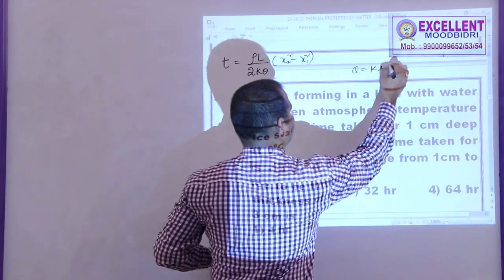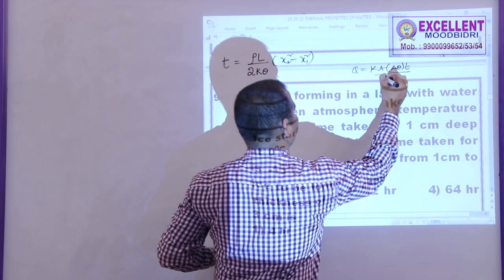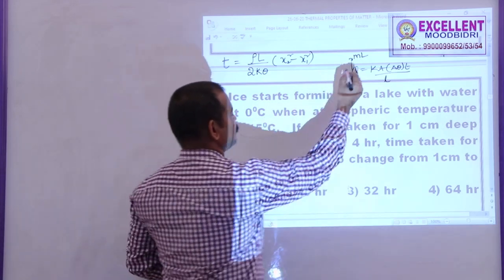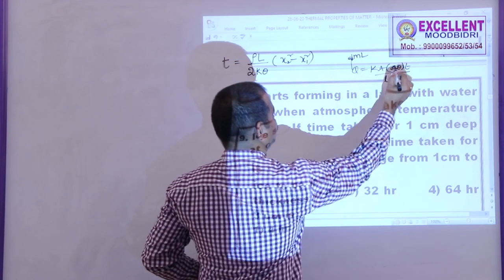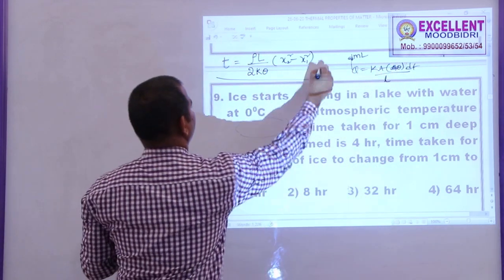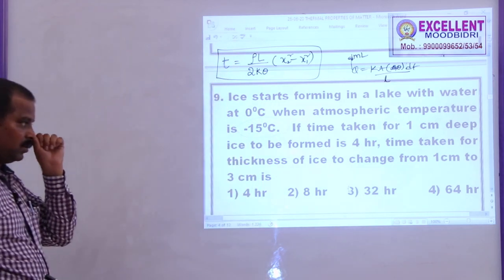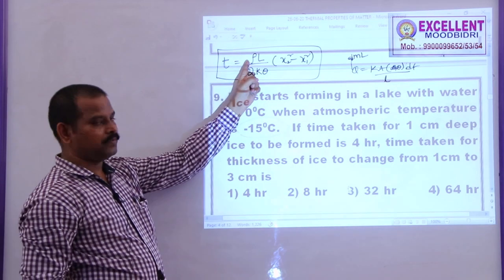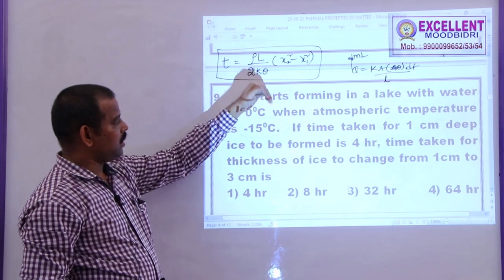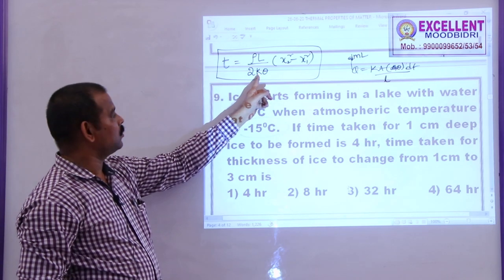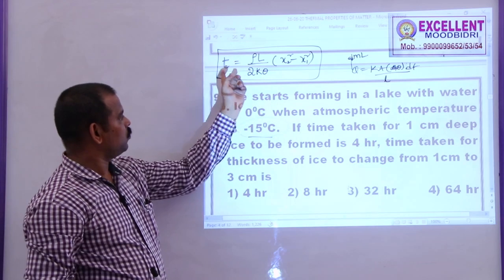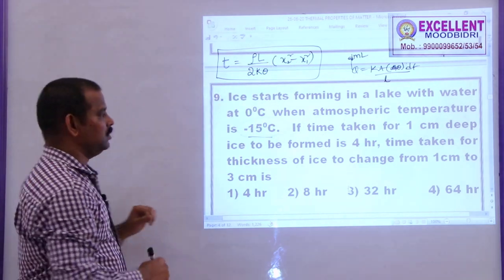Q is equal to Ka delta theta T by L only. Here I am denoting this as m L. So if you take this mass as very small dm, and this is delta theta, this is dt. By integrating this one, finally you will end up with this equation. Now in this case, rho is the density of ice, constant; latent heat of ice is 80 calories per gram, constant; 2 is constant; K is the thermal conductivity of the ice formed, constant; and the temperature difference, that is minus 15 to 0, is also constant. So it only depends upon the square of the thickness of the ice formed.